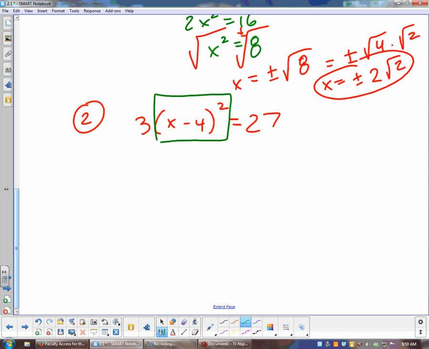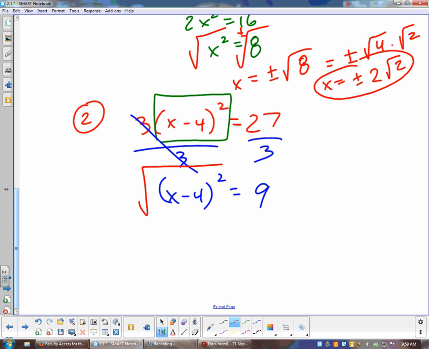All right, let's divide both sides by 3 as our first step. So I'm going to have x minus 4 quantity squared equaling 9. Then what can I do? Do I want to use FOIL now? No. I want to take the square root. Take the square root of both sides, and I get what?